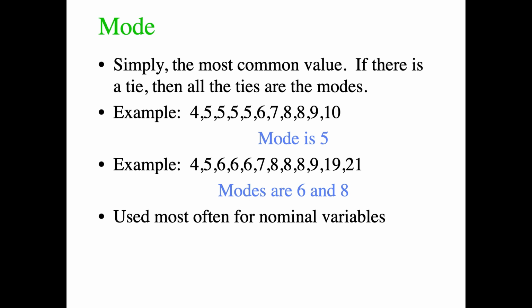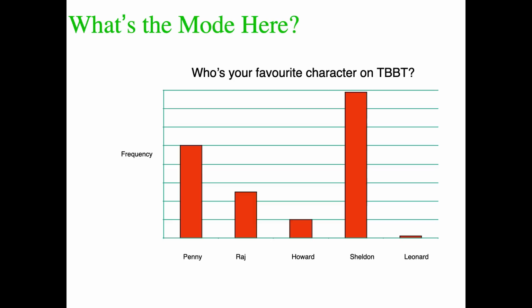So for example, here's an example of a nominal scale of measurement. Who's your favorite character on The Big Bang Theory? So we have Penny, Raj, Howard, Sheldon, Leonard, and you can see the frequency count, how many people thought each of those was their most favorite character. And Sheldon by far is the most frequent answer.